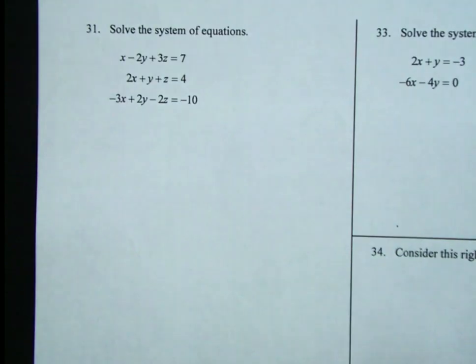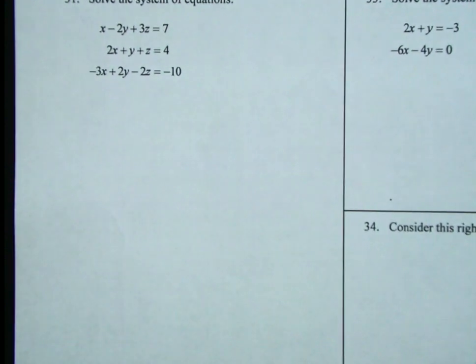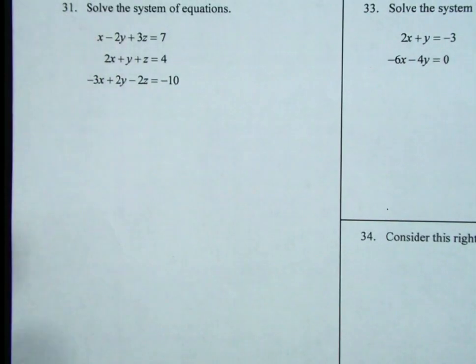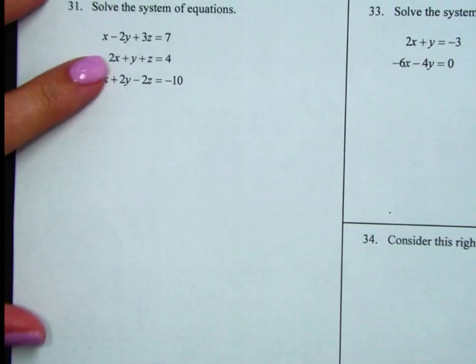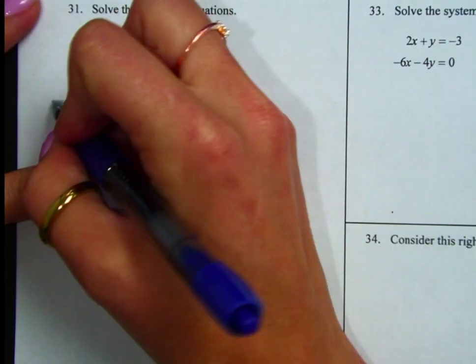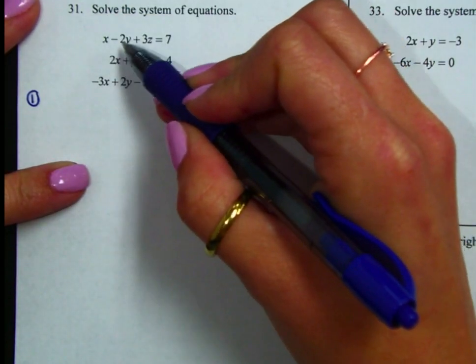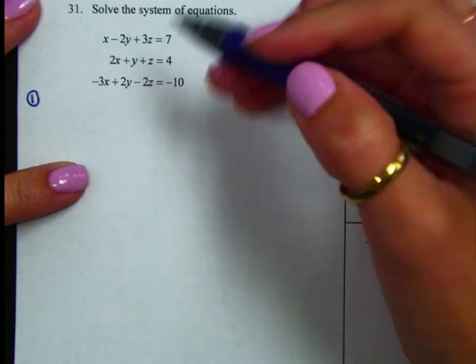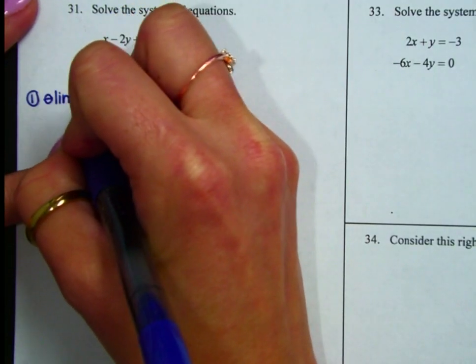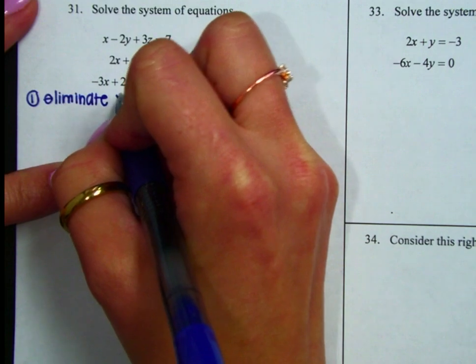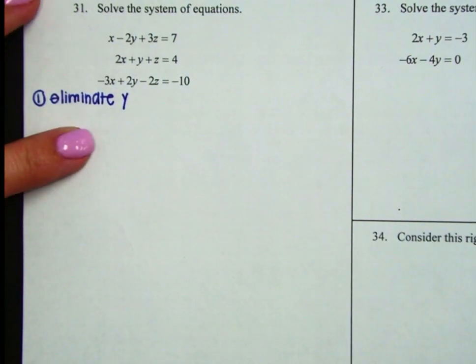Okay, number 31 is going to start, or I should say the back side is going to start. For 31, we have our 3x3 system. So this one's going to be a lot of steps, a lot of work to show, but you guys can do this. Okay, so our first step is going to be to eliminate a variable. So we're trying to create a 2x2 system. So I think by looking at these coefficients, I'm going to eliminate y. Remember, it doesn't matter what you eliminate, but for me, the variable I will eliminate is y.